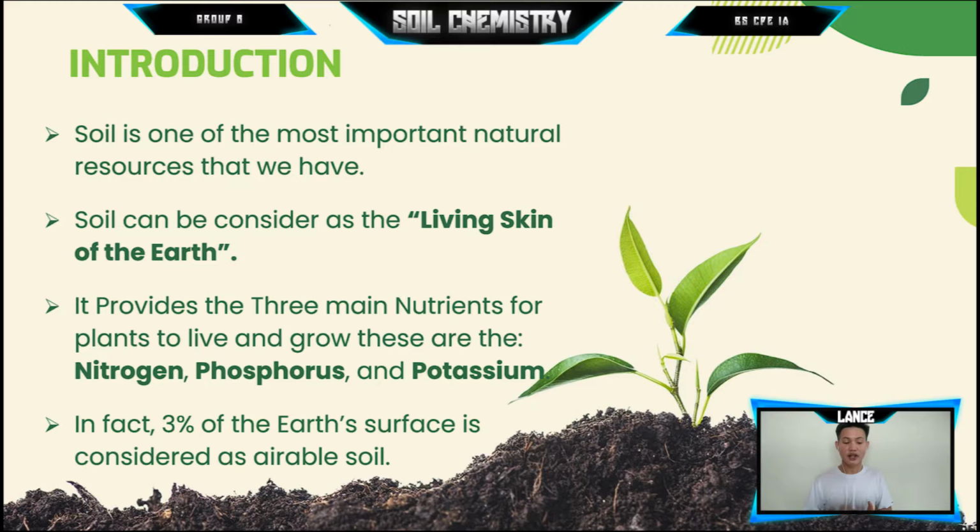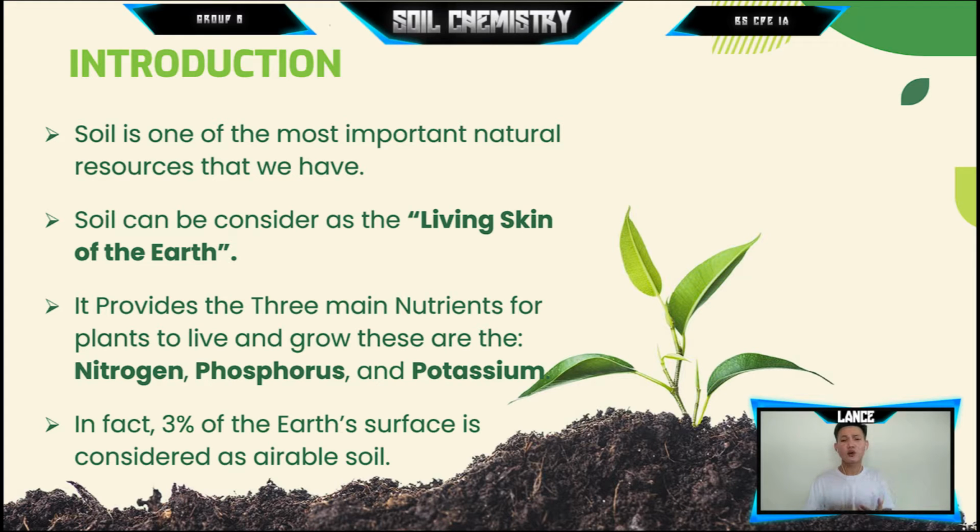Soil is a loose material that covers the Earth's surface. In most parts of the world, land is covered by soil. You can think of soil as the living skin of the earth. Soil also provides nutrients for plants for them to live and grow. Soil is a major source of nutrients needed by plants for growth. The three main nutrients are nitrogen, phosphorus, and lastly potassium. That is why it is very important for us humans to protect and preserve our environment, most especially the soil.